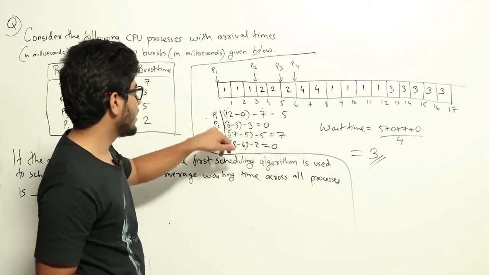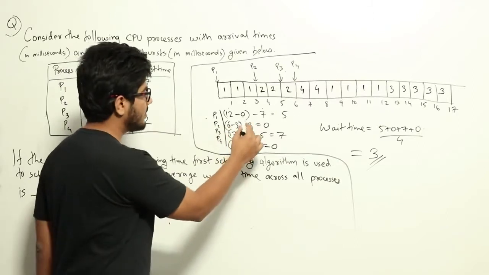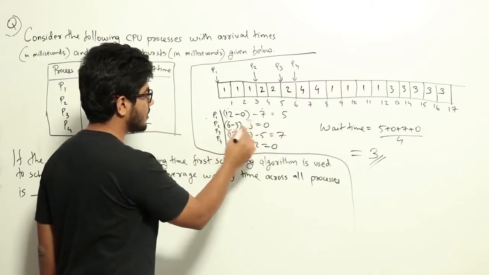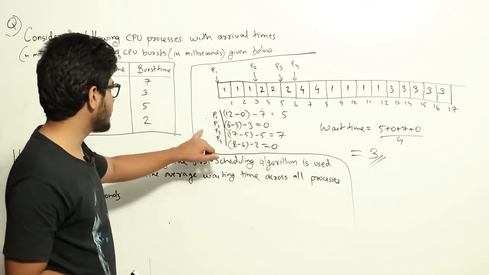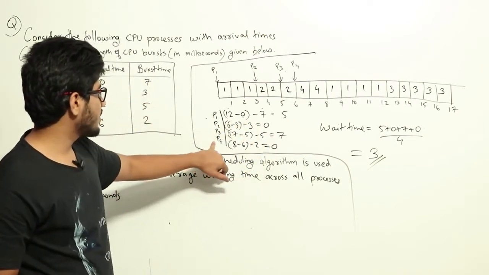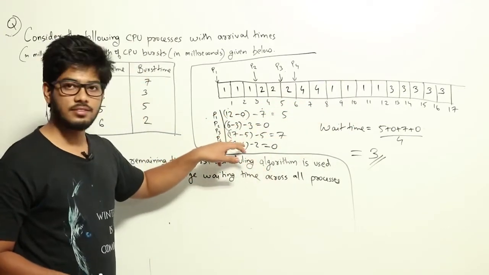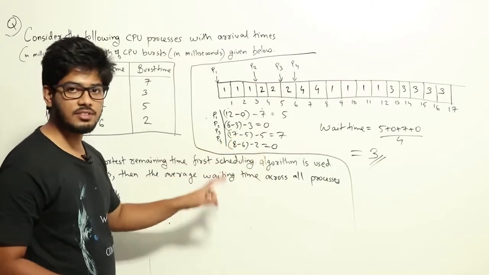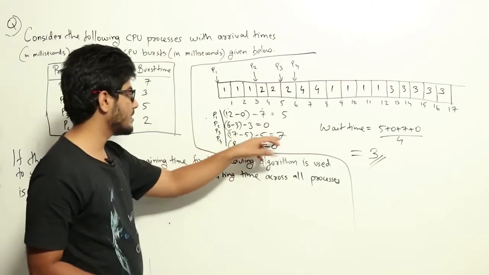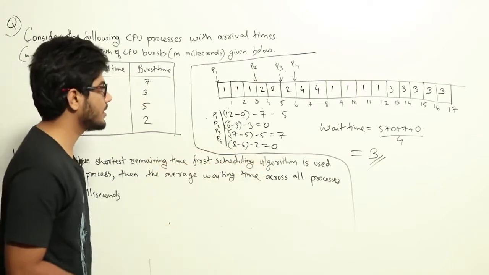Similarly, P2 was over at 6, it arrived at 3 and it had 3 time quantum as burst. So the total waiting time is 6 minus 3 minus 3 equals 0. Similarly for P3, P3 was completed at 17, it arrived at 5 and it had 5 milliseconds burst time. So the total waiting time is 17 minus 5 minus 5, which is 7. For P4, it is 8 minus 6 minus 2 equals 0, which we did similarly.